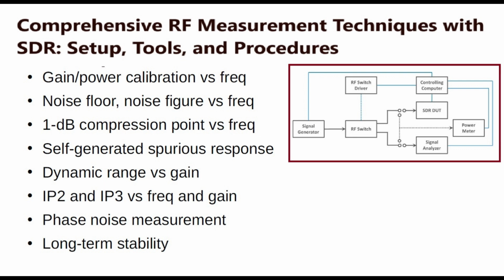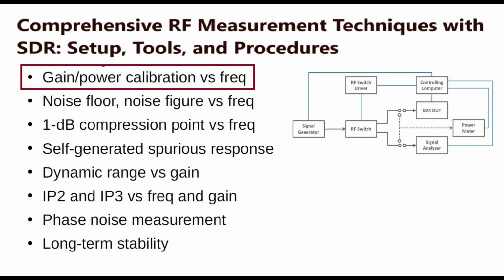RF switch routes signals to different measurement devices, signal analyzer, power meter. SDR DUT, device under test, which could be an SDR or other RF device. Signal analyzer measures various parameters like gain, noise figure, and phase noise. Power meter accurately measures the output power from the DUT. Controlling computer automates the process, adjusts settings, and records data.